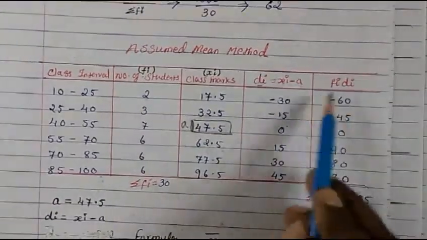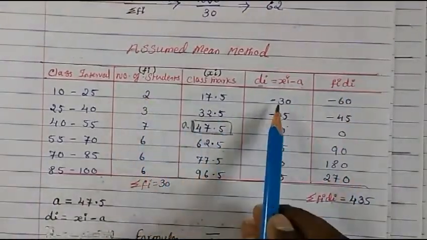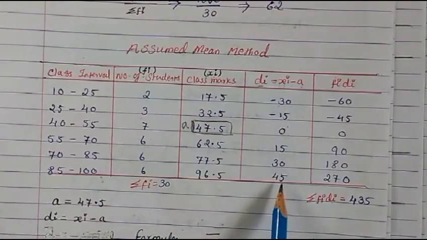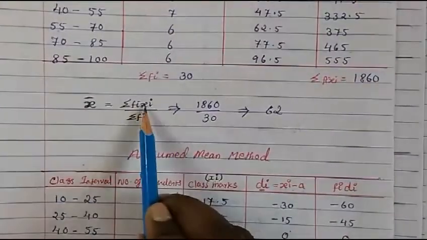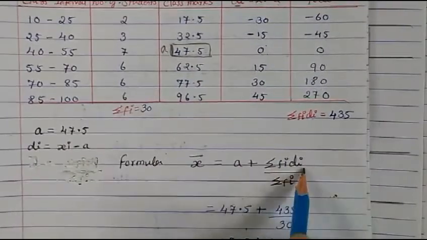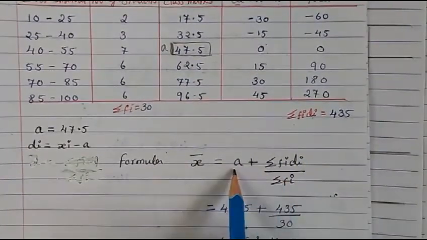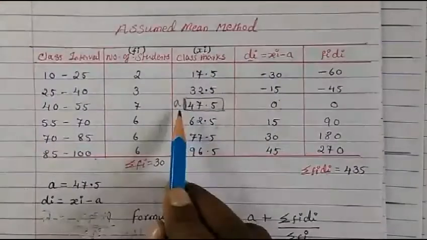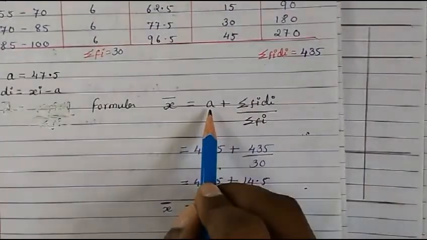Then afterwards we multiply fi and di and get the total of it, and this is the formula I said. Instead of xi we just write di, so fi di. This is what we have to write, and since we know the a value, we add a here.